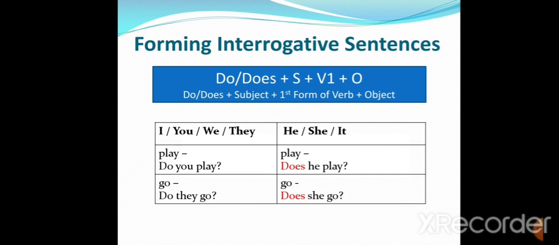Now, again here, if the subject is I, you, we or they, we will use do. So, do you play? And on the right side you can say if the subject is he, she or it, we will use does. Does he play? And do not forget to put the question mark at the end of the question. Let us look at some more examples to make it more clear.